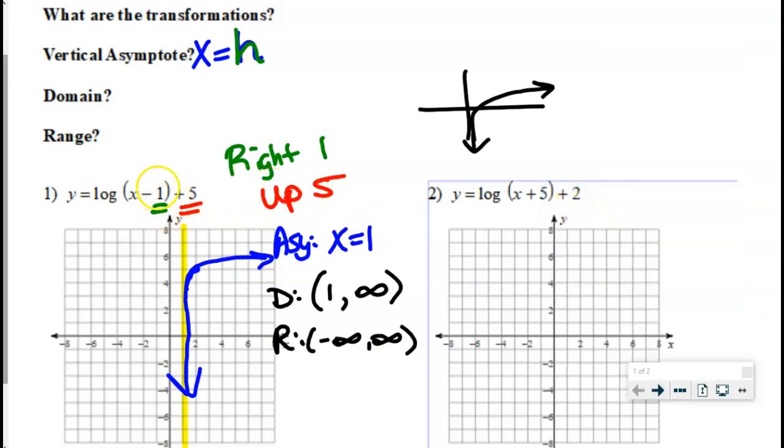So a couple things to point out to you. The right 1 shift, the vertical asymptote, the domain, they all have something to do with that 1, and they all should go together. They're really the same idea. So keep that in mind when you're graphing logarithms.